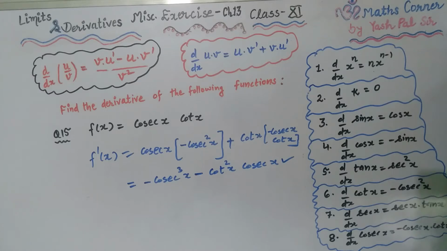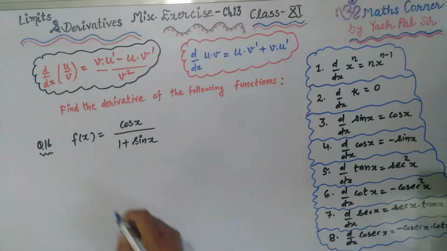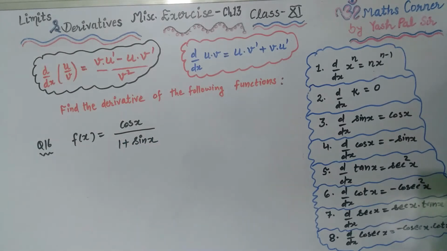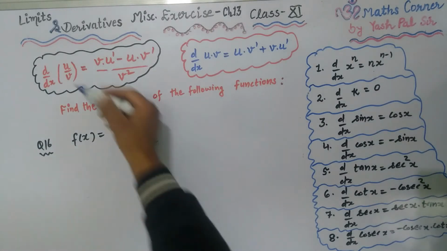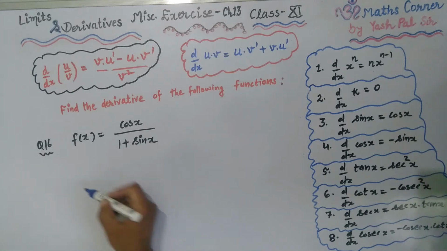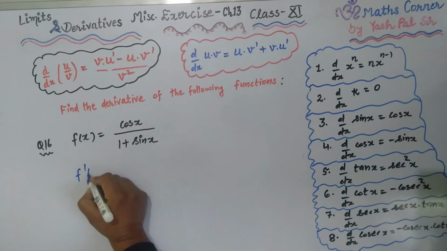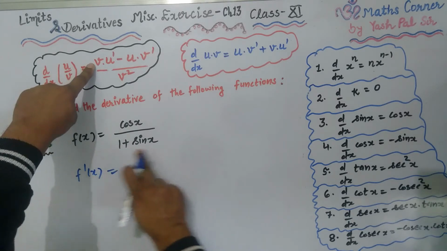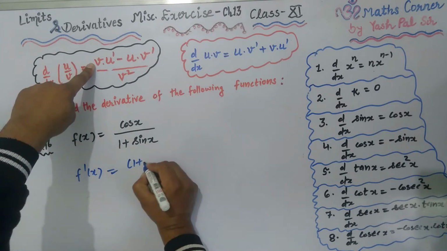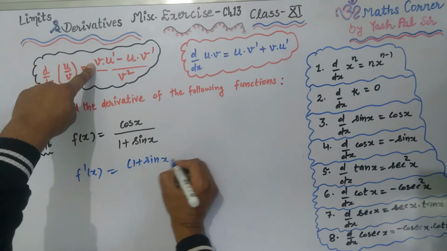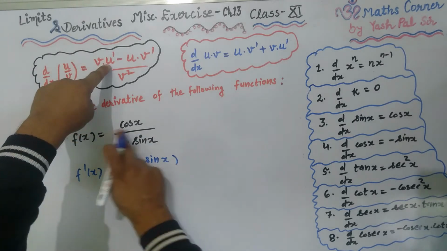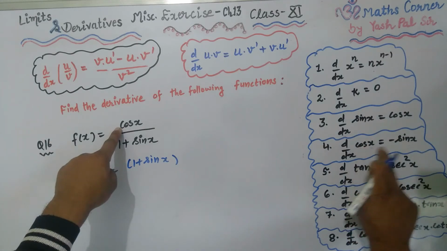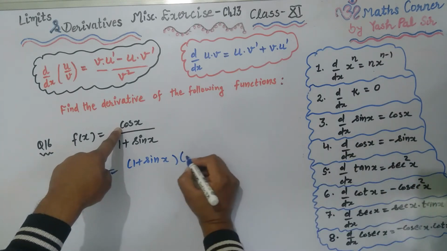Now next, question number 16. f of x is equal to cos x whole divided by 1 plus sin x, u upon v, quotient rule. So what is the derivative? f dash x is equal to v, meaning the denominator, 1 plus sin x, into u dash. U dash means derivative of cos x. Derivative of cos x is minus sin x.